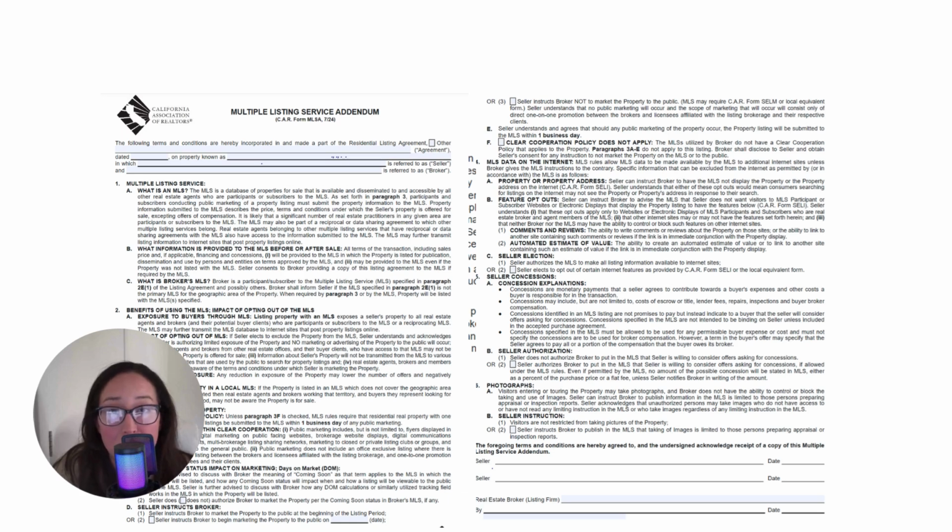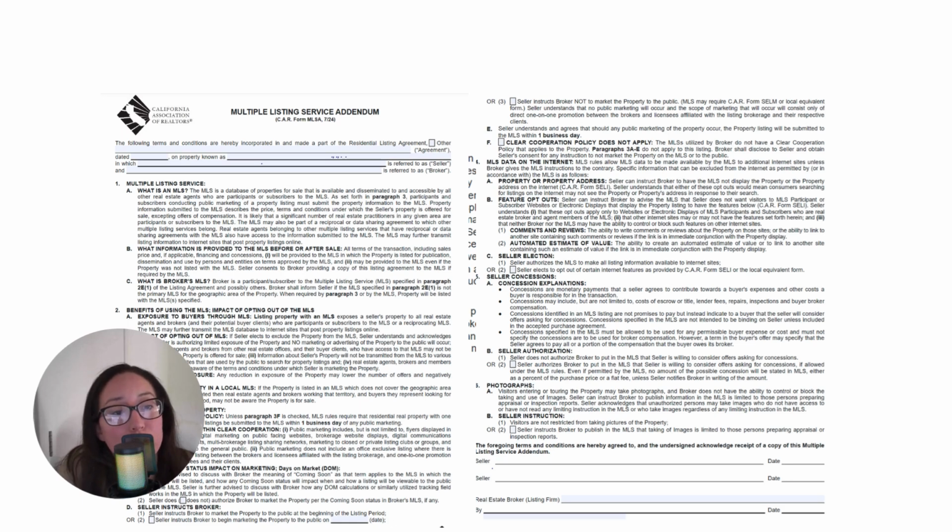It's going to vary from MLS, especially while we are all trying to figure out this new process. So yours may offer it, yours may not, but you need to have the conversation with the seller of what a concession is and what does that mean and what does your MLS allow or not allow. By default, 5B is saying that the seller does not authorize the broker to put in the MLS that the seller is willing to consider offers asking for concessions. That is the default verbiage.